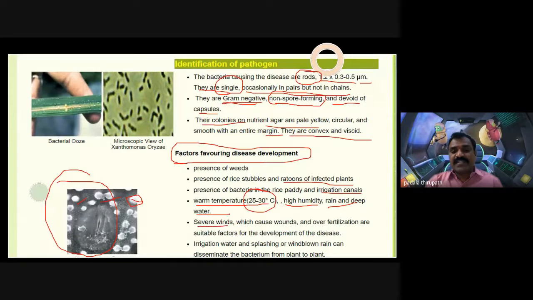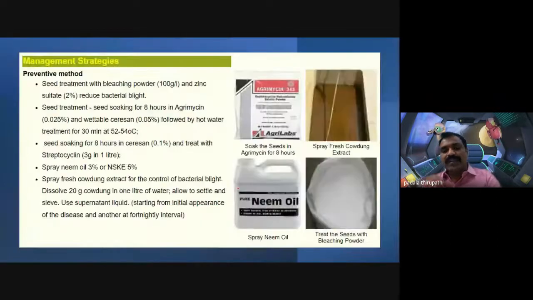And severe winds cause wounds, and over-fertilization also. Whenever we use excess fertilizers like nitrogen, ammonia, and superphosphate, then this disease spreads very rapidly. So these are the suitable conditions for the development of the disease. Irrigation water and splashing, wind-blown rain are also suitable for transmission of this disease.